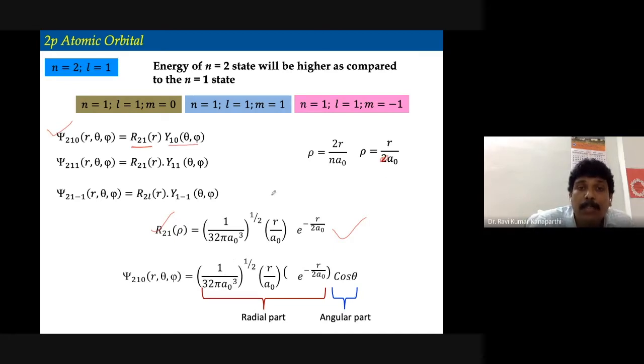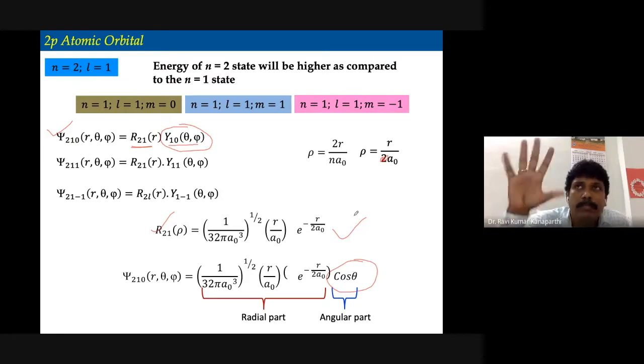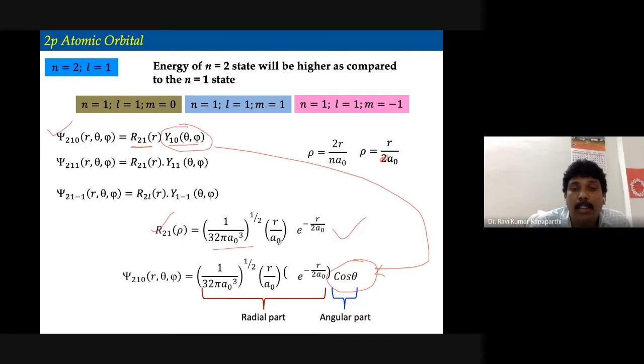But let me give you the spherical harmonics. If you try to evaluate, this is just a cos theta, of course with some normalization constant multiplied by cos theta. Overall, the wave function will have a radial part, which is exactly this, and the angular part, which is basically cos theta.